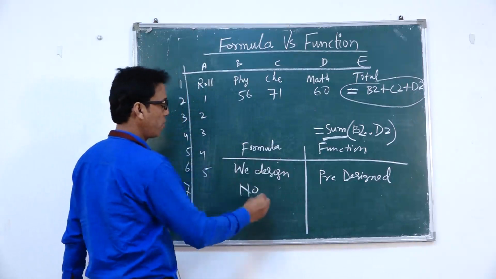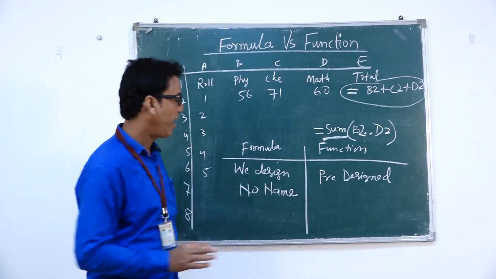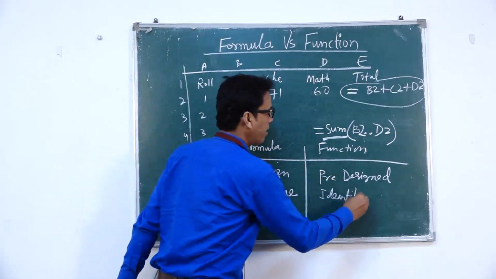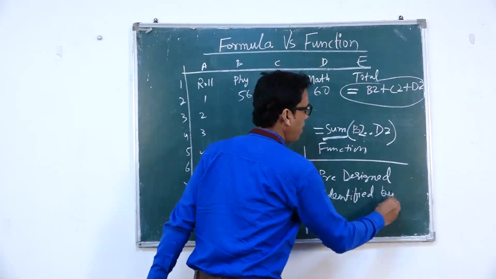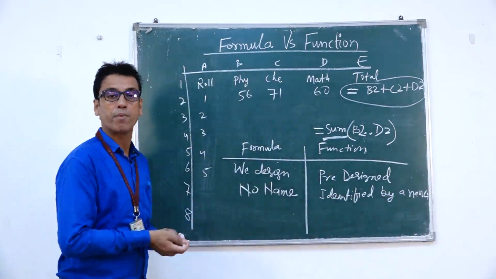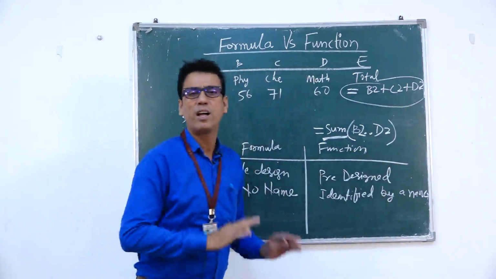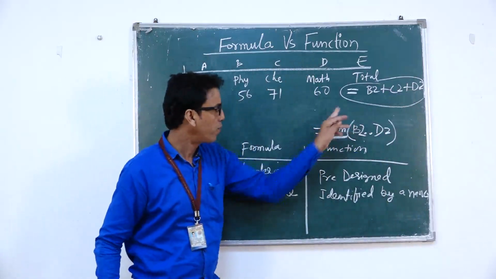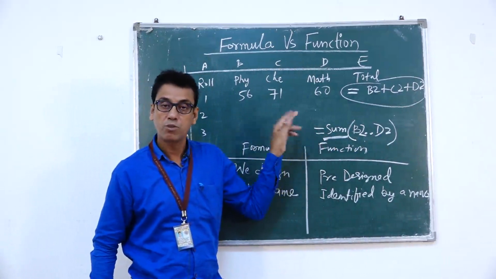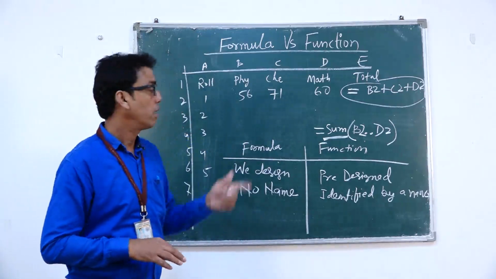The next point is the name. A formula has no name, whereas a function is identified by a name. See, when we put equals B2 plus C2 plus D2, it has no name, no textual name. But here you can see we write equals SUM. SUM is the name of this function. So every function is identified by its name.